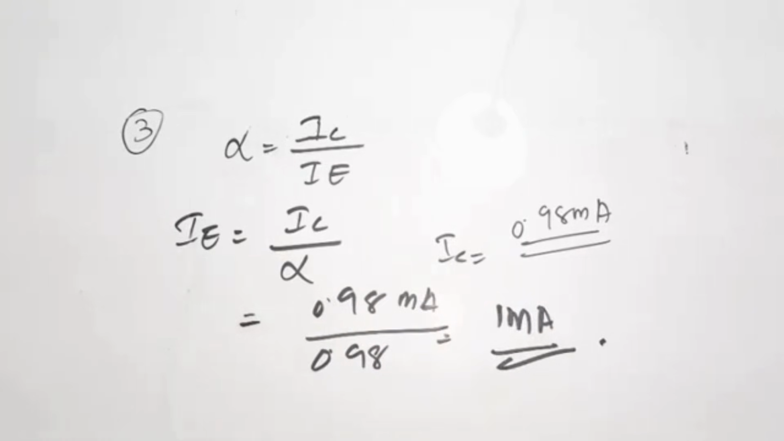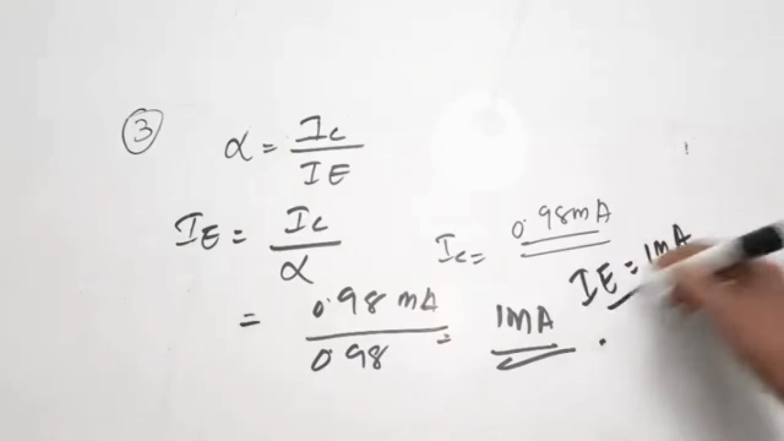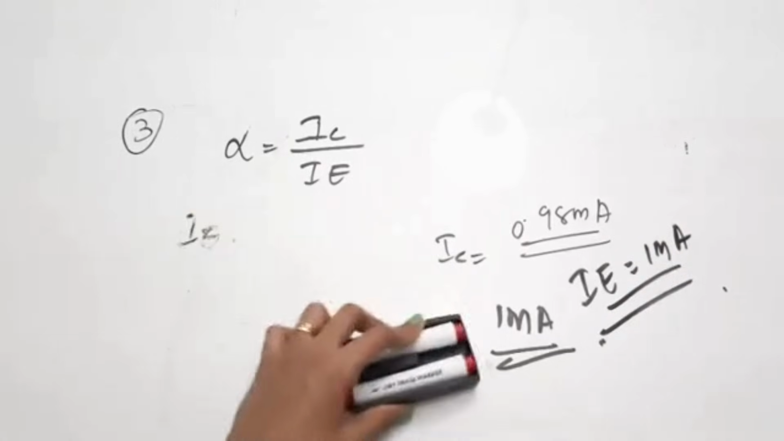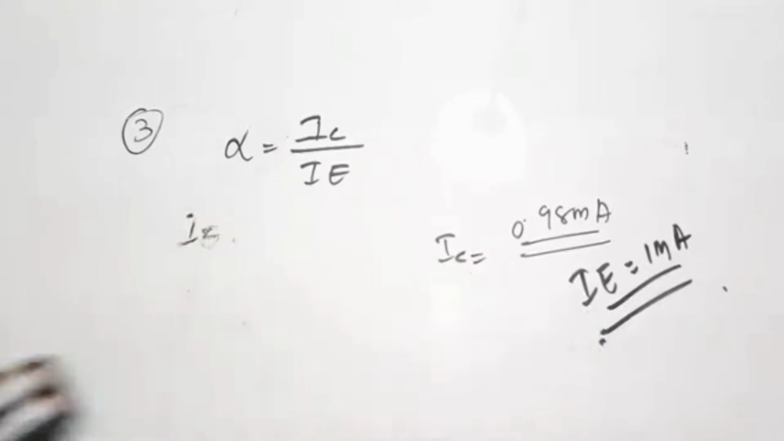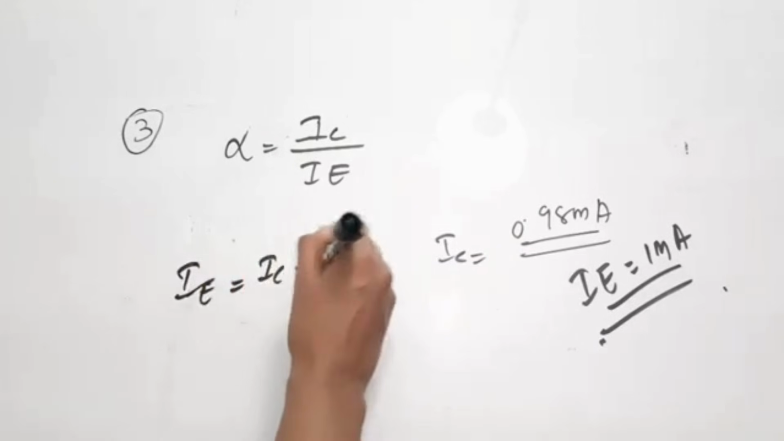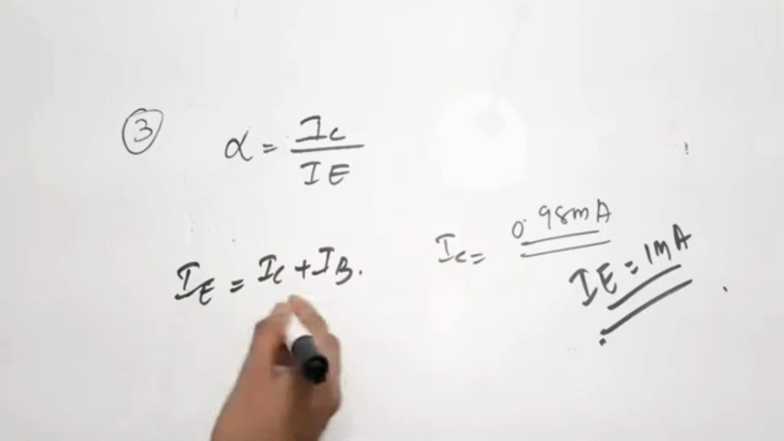So we have now IC and we have IE equal to 1 milliampere. From this we can find the value for IB by using the simple relation IE equal to IC plus IB. So from this you can find IB. I'm going to substitute the values.